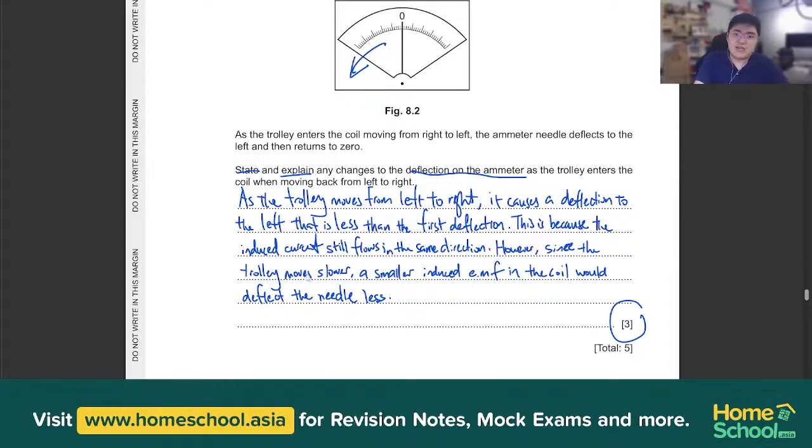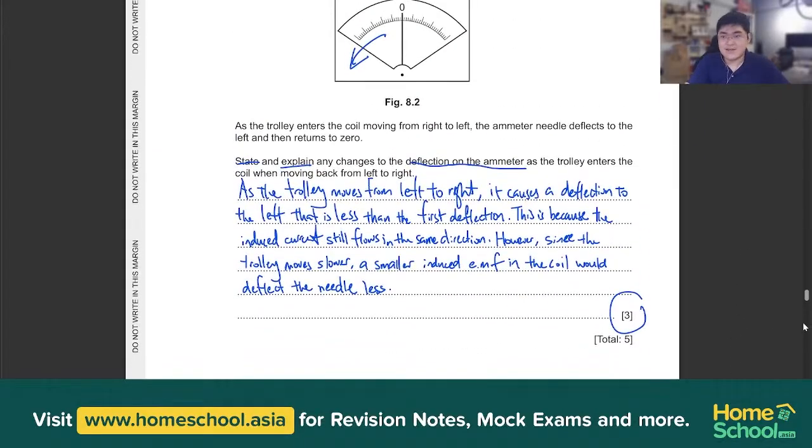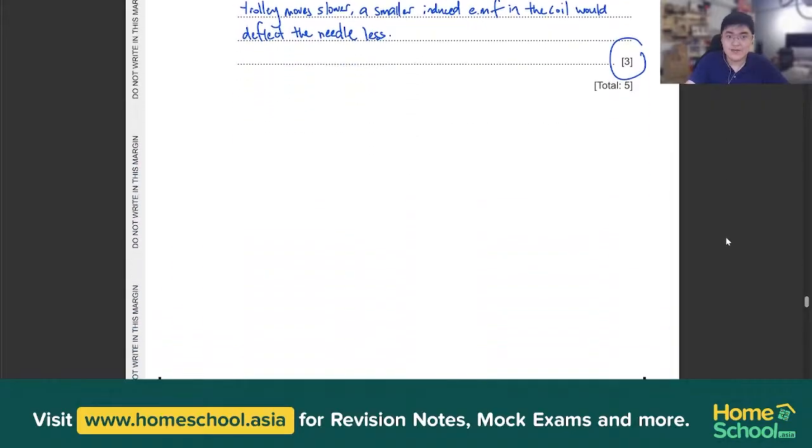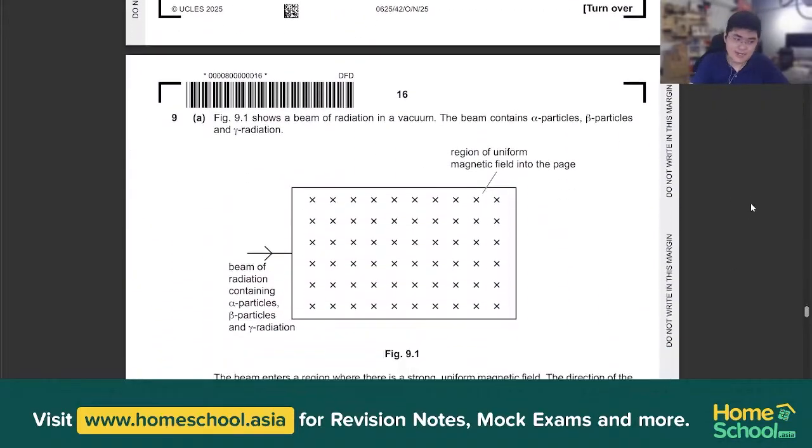Now that's the second mark. The third mark will need to explain why the deflection is less. As we see, the trolley moves slower, and there's a smaller induced EMF in the coil. This would mean it would deflect a little less. And that gives you the full 3 marks required for this long essay. Okay? Everybody clear? That's fantastic. And with that done, let's move on to question number 9.